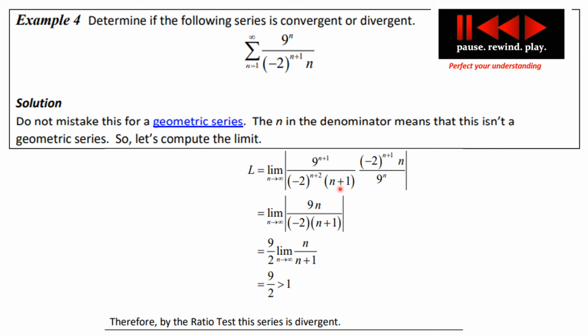Here's n over n plus 1, and here I have minus 2 to the n plus 1 over n plus 2. That's just going to be a minus 2, but now I'm taking the absolute values before. Now I can pull out the 9 over 2. The absolute value took care of the minus sign, and this is the limit as n goes to infinity of n over n plus 1. Well, this is known to be 1, and so this is equal to 9 over 2. Now 9 over 2 is bigger than 1, so by the ratio test, this series is divergent.